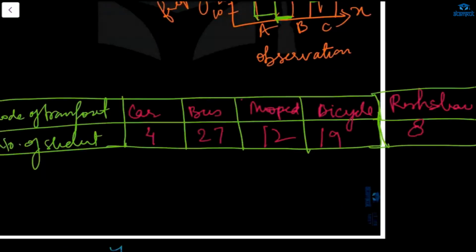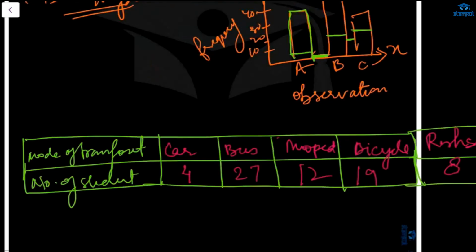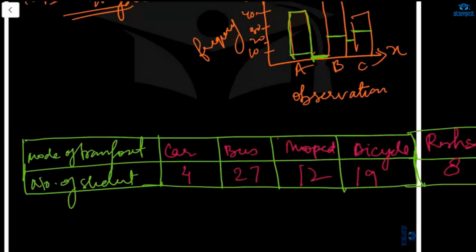So the bar graph is not very tough, it is the easiest one. You just have to draw it. Many times you'll get questions based on a bar graph. It is not necessary that you will get a question only to draw a bar graph.